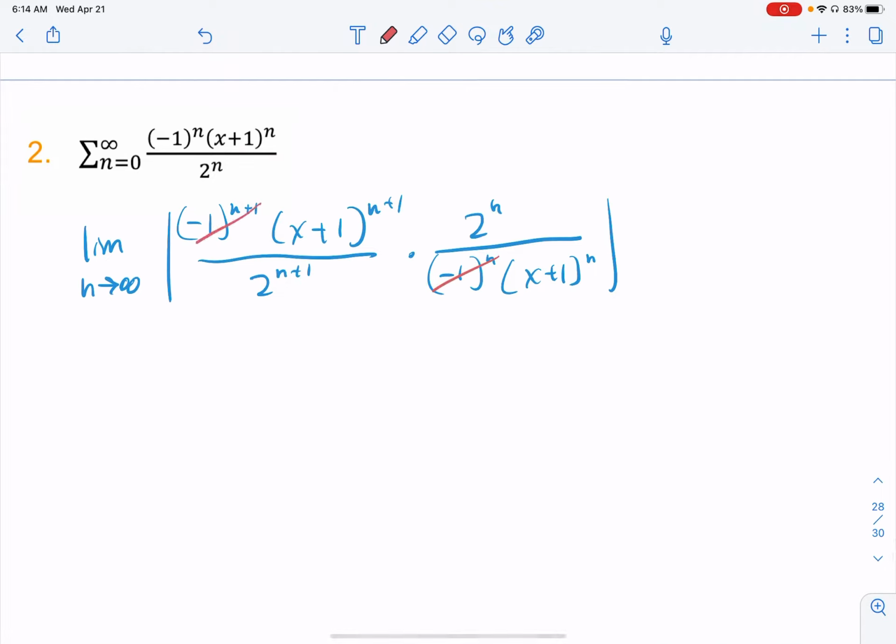This one and this one leave just a negative 1, which with the absolute value is just going to go away. And then how about these two n's? The 2 to the n plus 1 on the bottom is bigger by a factor of 2 when you subtract your exponents. And then likewise, these will cancel out, leaving just one factor of x plus 1.